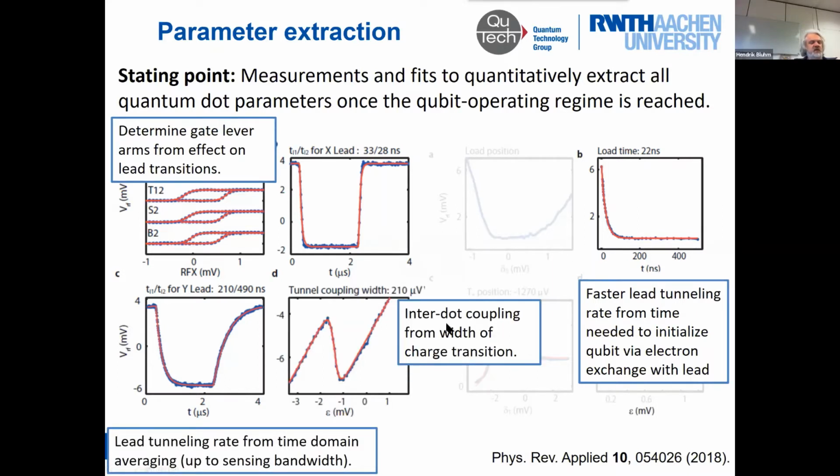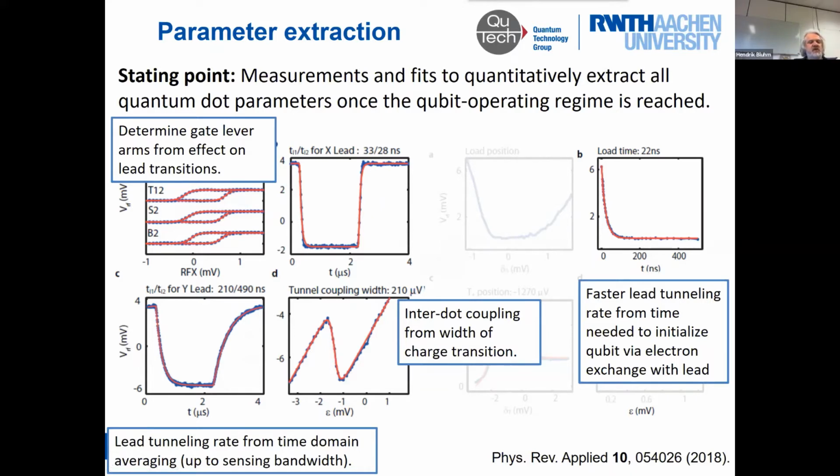The next step is to look at the tunnel coupling between quantum dots. What I've discussed so far was the rate of tunneling in and out of the dot. For measuring the tunnel coupling between dots, one typically sweeps a gate voltage combination that transfers an electron from one dot to the other. And then the width of this transition, basically a broadening due to the tunneling, gives a measure of how strong the coupling is between these two dots. So that gives us an additional parameter.